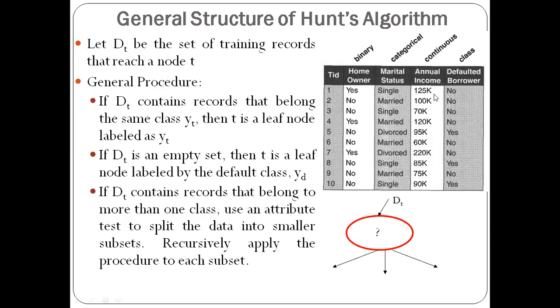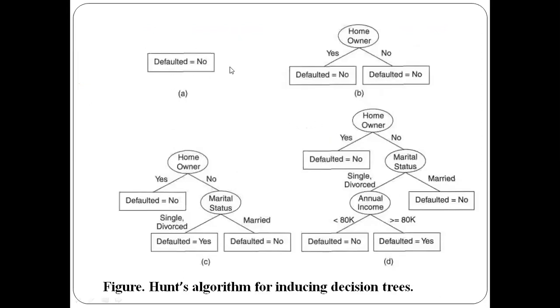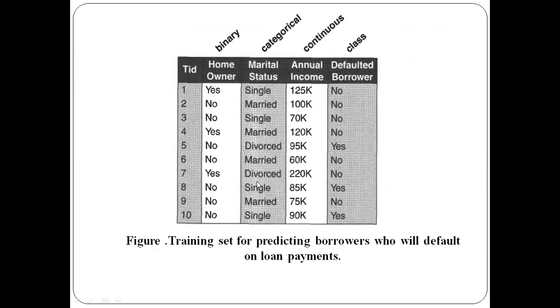Initially, this decision tree will contain the majority class label as a leaf node. If you check among yes and no, the majority class label is no, so we create a leaf node with the class label defaulted equal to no. The majority class is considered as a leaf node. Next, as I said, among these we need to choose one of the attributes as a test condition to split the records.